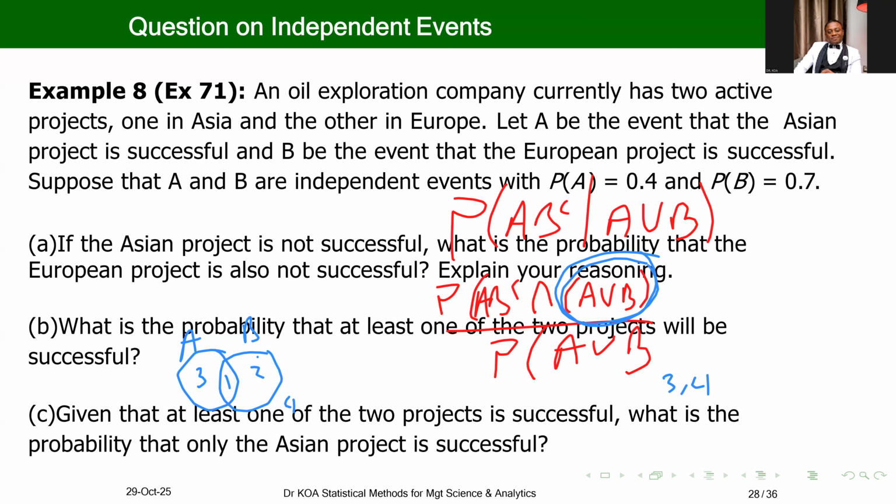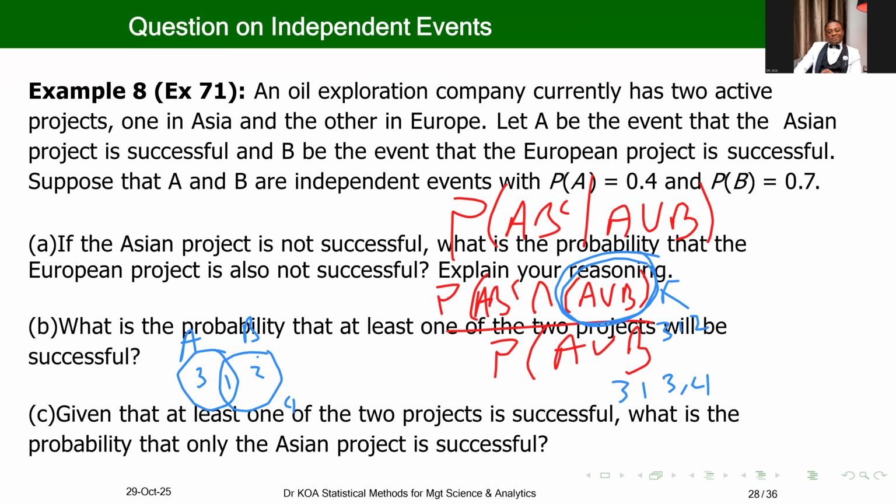A union B is 3, 1, 2. Okay, so now watch. It's 3, 1, 2. So that A union B is this one here. That's the A union B. It's only 3, 1, and 2. Now, B complement is 3 and 4. What is A? A is 3 and 1. Good. So it's 3 and 1.